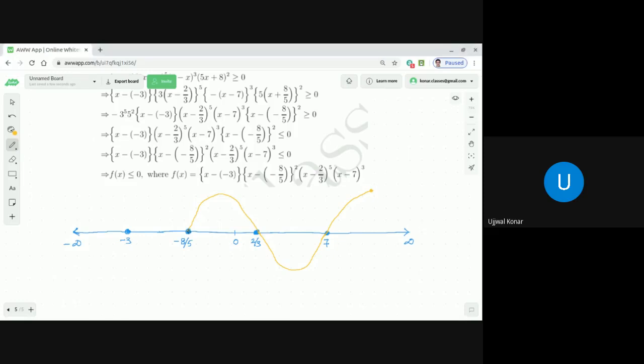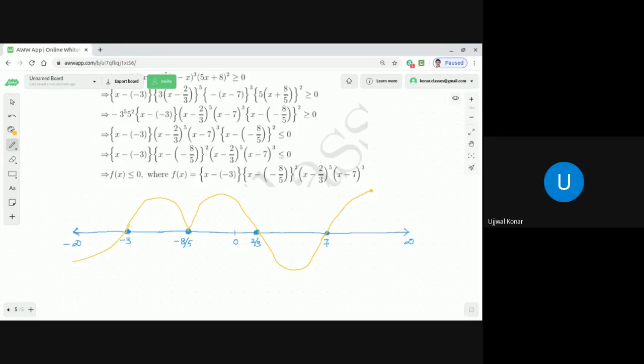I'll jump. Jump to what? Jump to the next point, which is minus 3. Correct, not dear students? What is the x minus 3 power? Power is 1. 1 is an odd number. So I should cross the number line and run. My wavy curve is drawn properly.